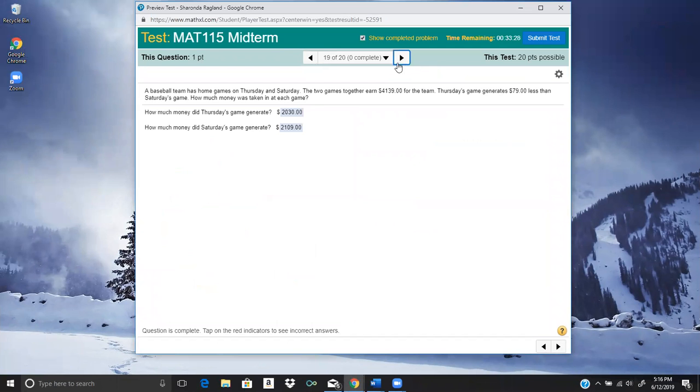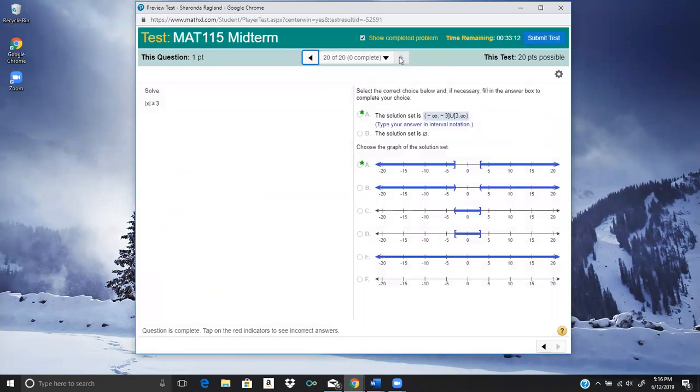And then you have your word problem. We did this one in a different video: setting it up and then using your strategies for solving systems of equations.